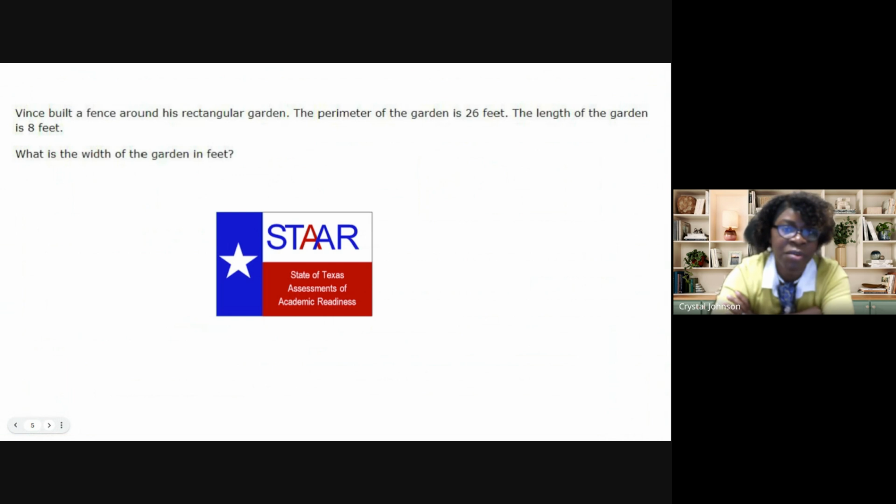On STAR, they were given this problem where Vince built a fence around his rectangular garden. The perimeter of the garden is 26 feet. The length of the garden is 8 feet. What is the width of the garden in feet?